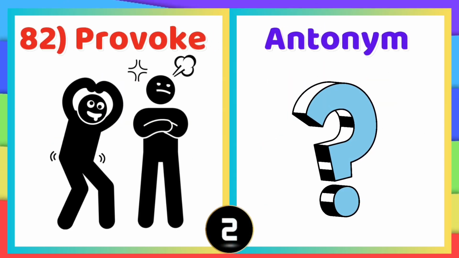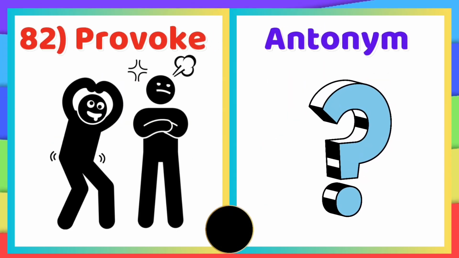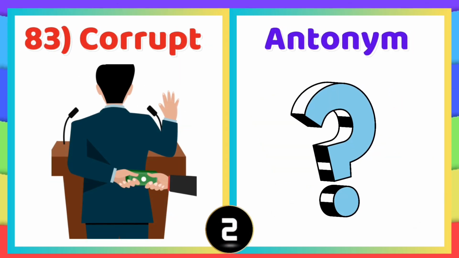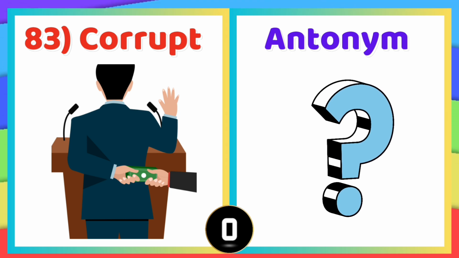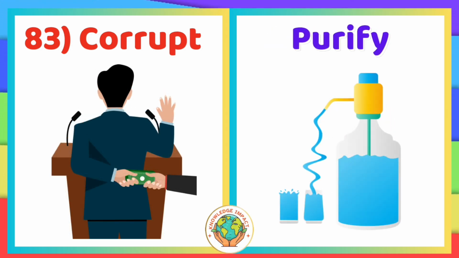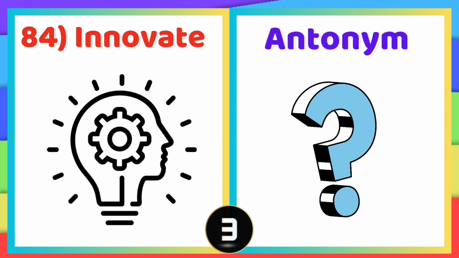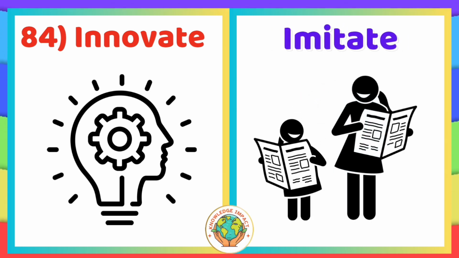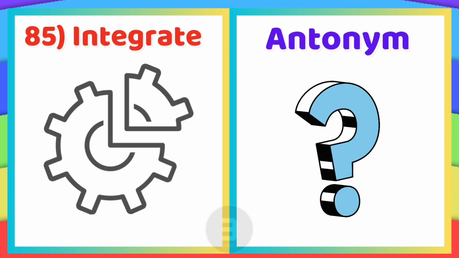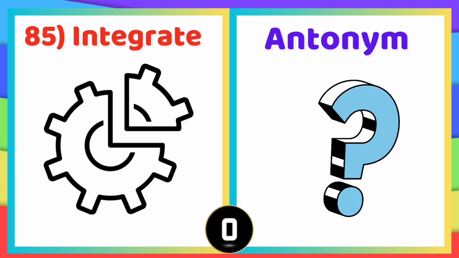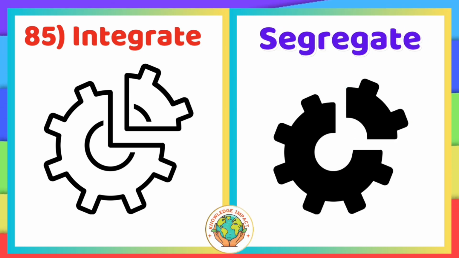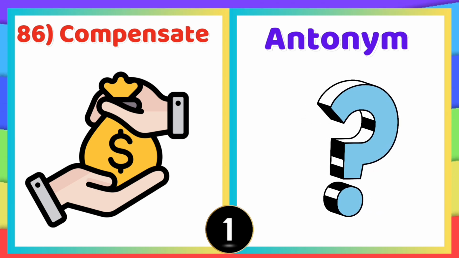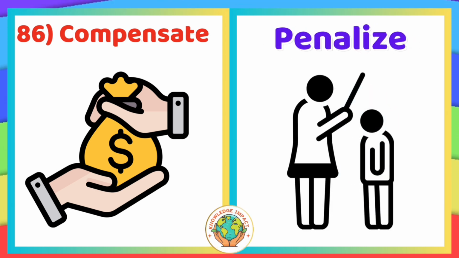What's the antonym of the word provoke? Calm. What's the antonym of the word corrupt? Purify. What's the antonym of the word innovate? Imitate. What's the antonym of the word integrate? Segregate. What's the antonym of the word compensate? Penalize.